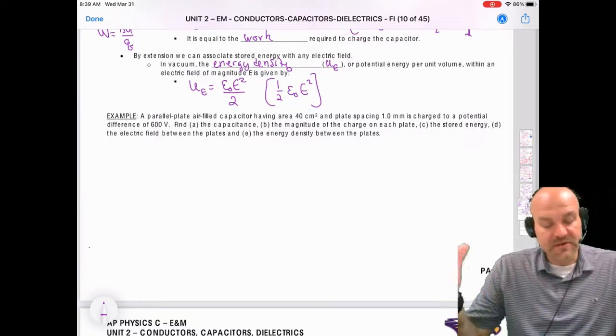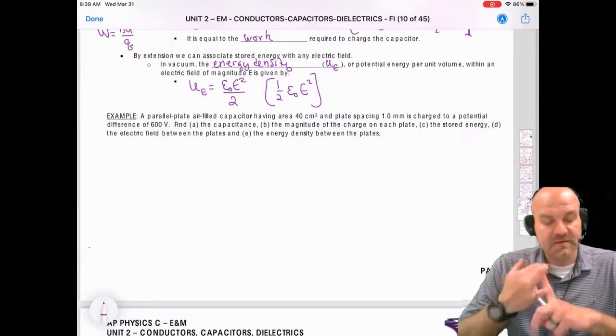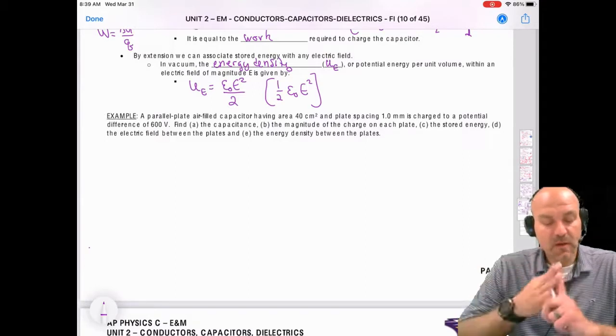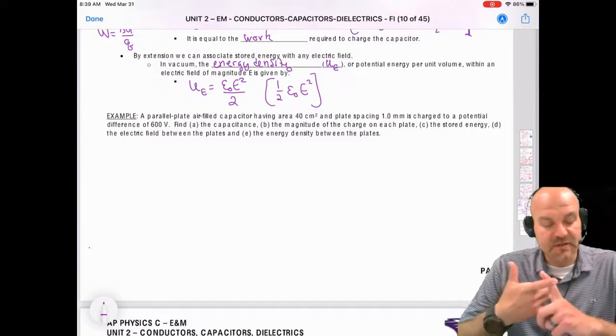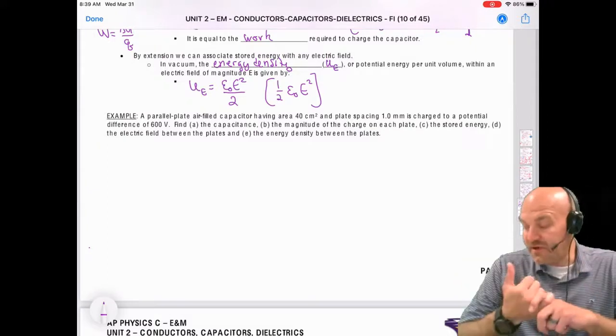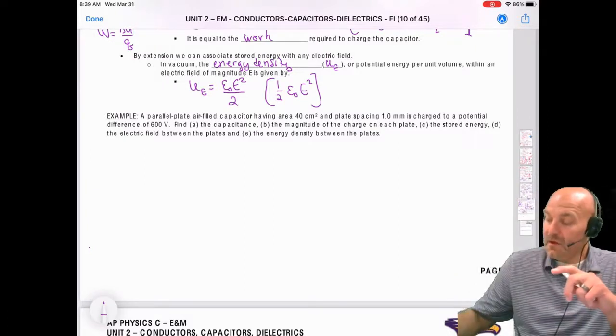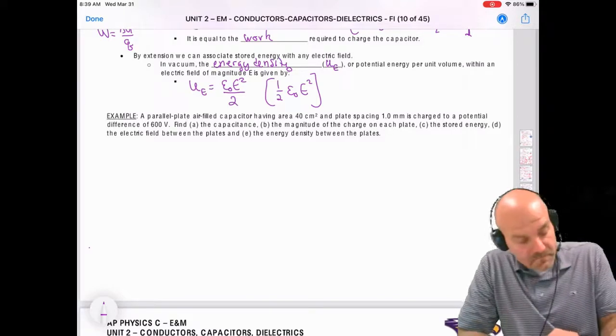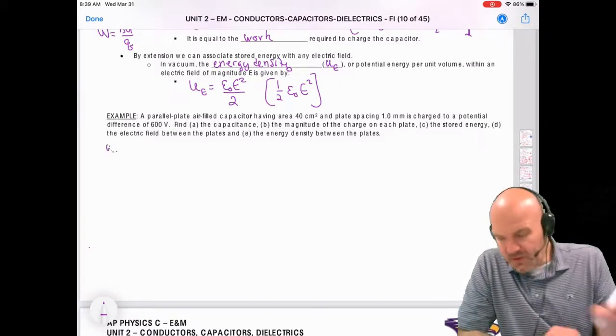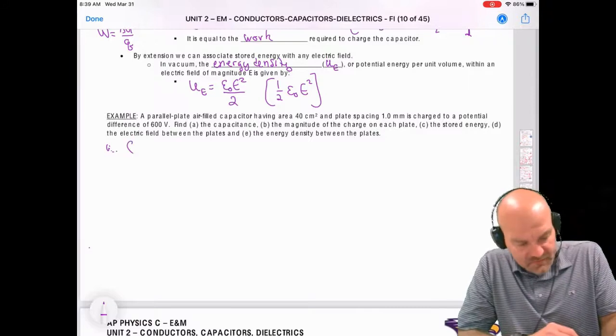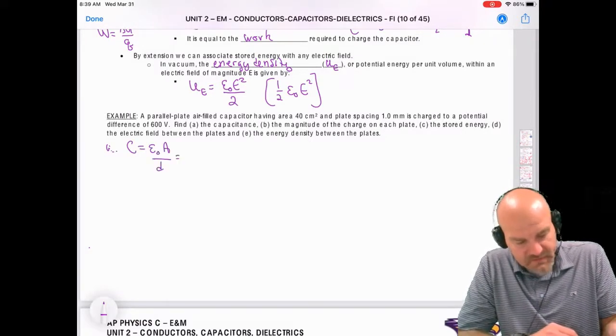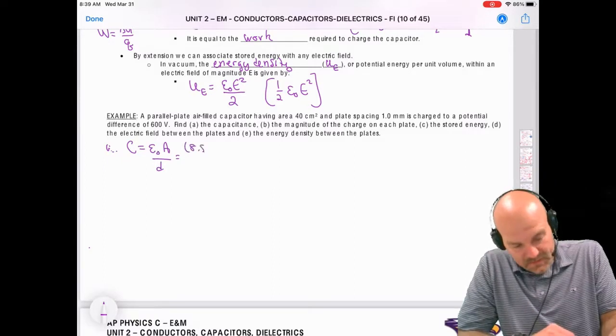And we're going to find a bunch of things about it. We're going to find the capacitance, the magnitude of charge on the plates, the stored energy, the electric field between the plates, and then the energy density. Okay. And we're going to start with what is the capacitance. So C equals epsilon naught A over D. And we're going to do 8.85 times 10 to the negative 12.